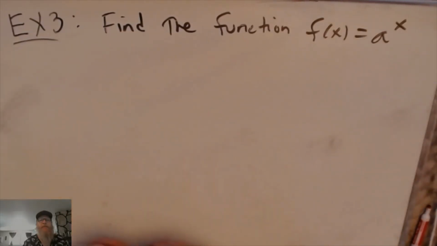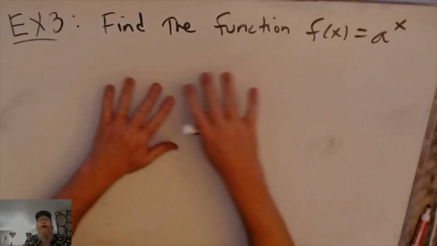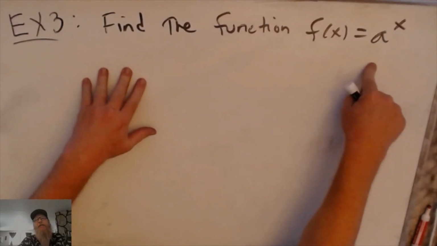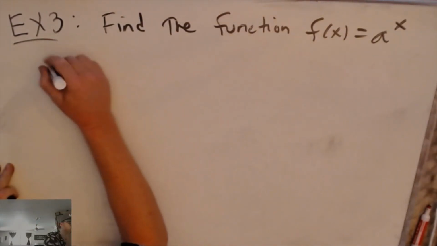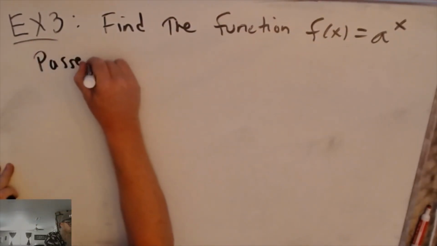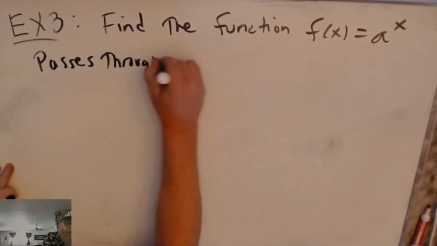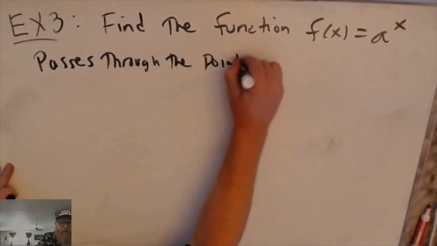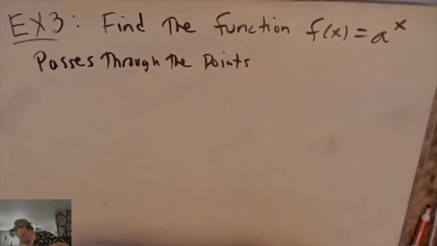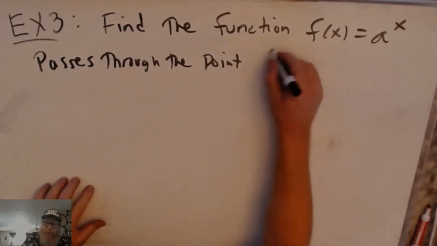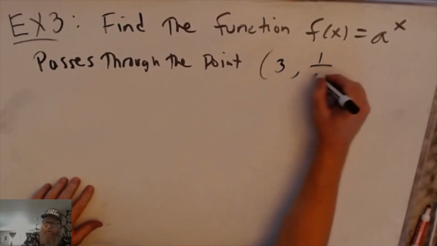Okay, in the next example, we're going to find the function f of x equals a to the x that passes through the point, actually, it's only one point, 3 and 1/64.